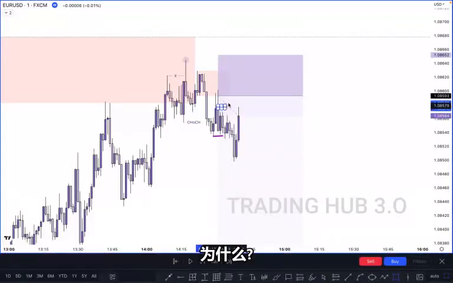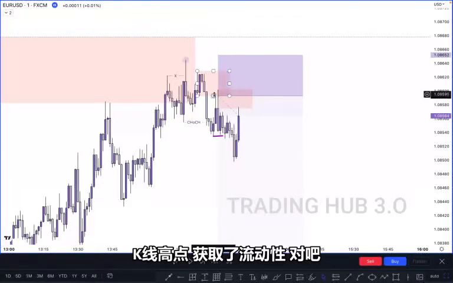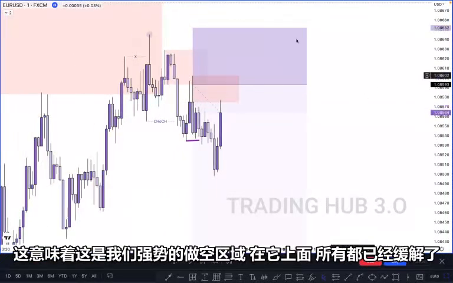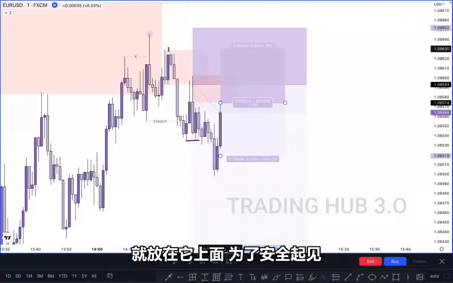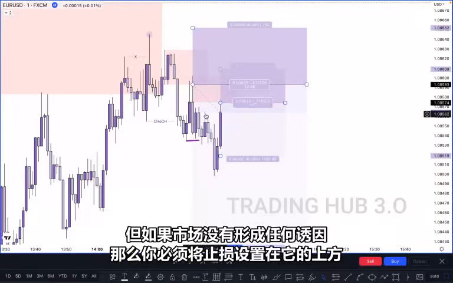Why? Because this is our strong supply zone and this candle shadow has taken out the previous day high. This candle shadow has taken out the previous candle high, right? It means this is our strong zone for the sell, and above it everything is mitigated, right? So this becomes our valid entry for the sell at this point, and you can put the stop loss just above it for the safer side. But this one is also valid because this is our actual pullback before this drop. But if the market does not create any inducement, then you have to put the stop loss just above it.